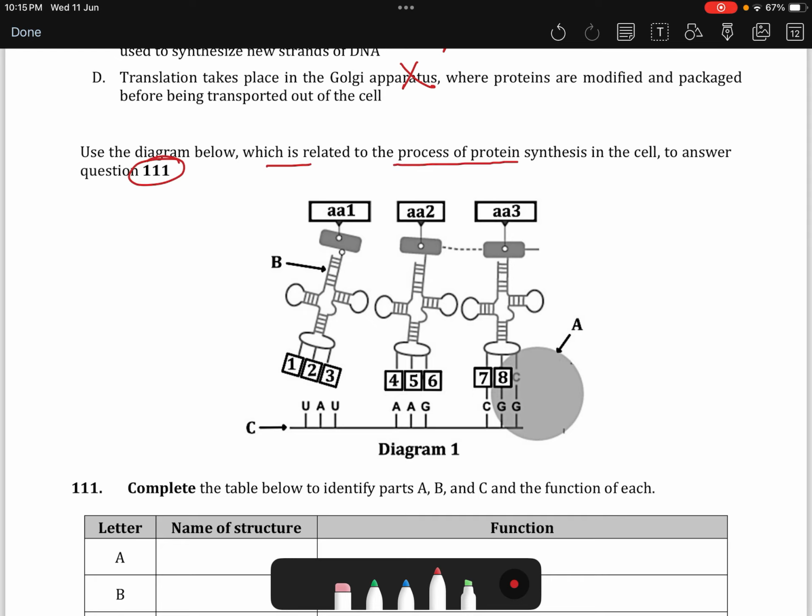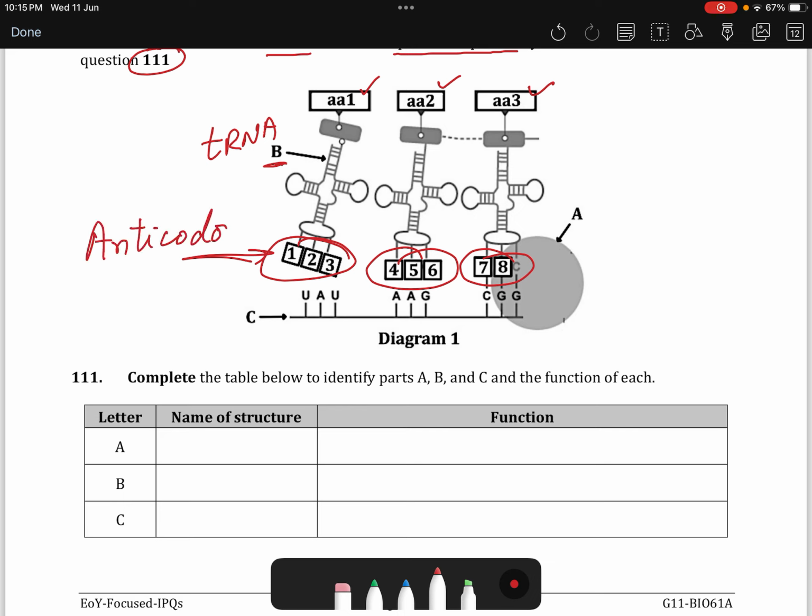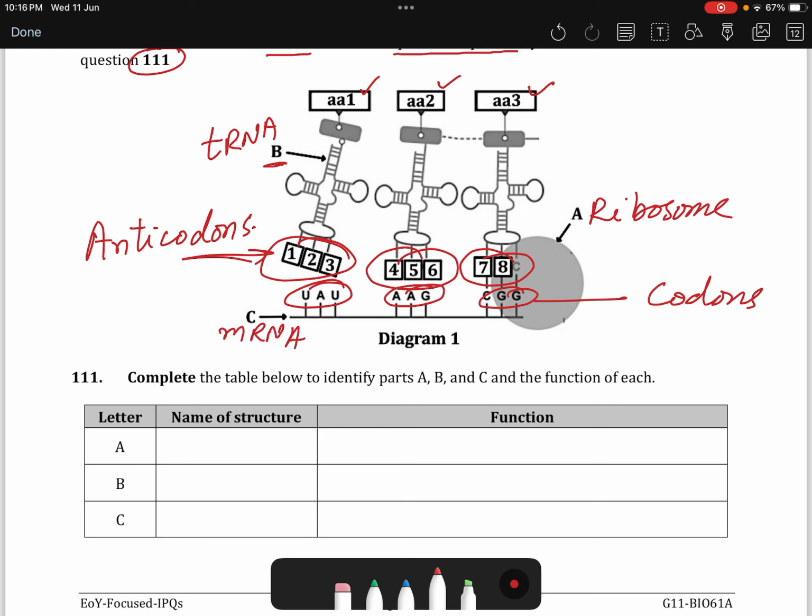To answer question 111. So this is amino acid 1, amino acid 2, amino acid 3. And what is B? B is tRNA. And what are these? These are anticodons. And these three are codons. And what is A? A is a ribosome. And what is C? This is the mRNA. So you can clearly see what the structures are. Structure A is ribosome, structure B is tRNA, and structure C is mRNA.